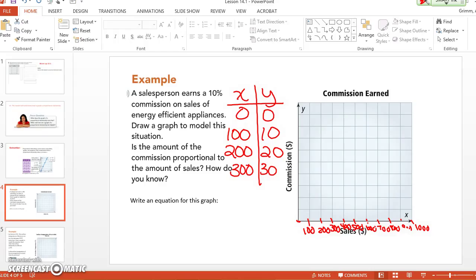Is it continuous data or not? Yes, because is it possible for me to sell $150? Yeah, or I could sell $150 and 23 cents. There's always going to be a commission. I'm always going to make 10% off of that. So this will be continuous. Okay. What do I need to count by then? Because I made my table, now I know what to count by here. Tens. Tens would make sense.